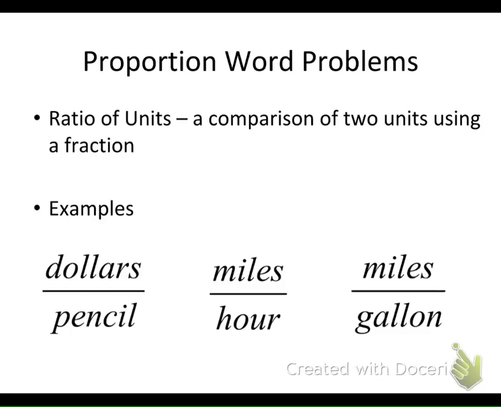When I drive on Interstate 255 to get to school in the mornings, I drive 80 miles per hour. So if I'm saying 80 miles, is that going to go top or bottom? Top. Per hour, how many hours am I talking about? 1 hour. So does 1 hour go on top or bottom? Bottom. So basically a ratio of units is a comparison of two items, two units, using a fraction.